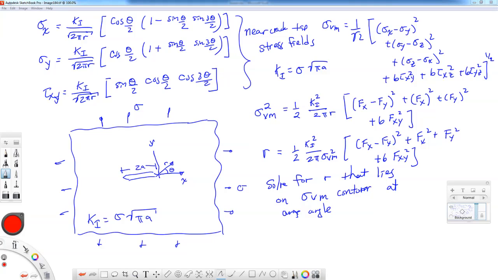So what I mean by that is we're going to start off with theta equal to 0, and we're going to solve for a value of r on a von Mises contour. Let's pick a number, 300 megapascals, with a remote stress of 100 megapascals, with a crack length of 10 millimeters. Okay, and then we're going to go maybe to 5 degrees. We're going to solve for the value of r that lies on that contour. And we're going to keep doing this all the way around from 0 to 360 degrees, and we're going to get some kind of stress contour that looks probably something kind of like that.